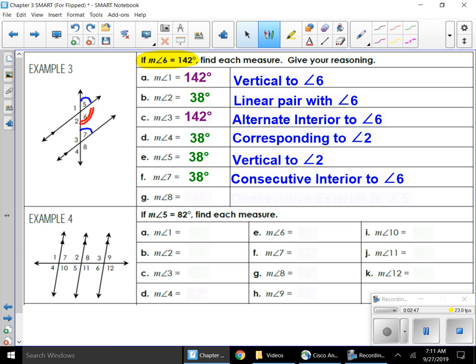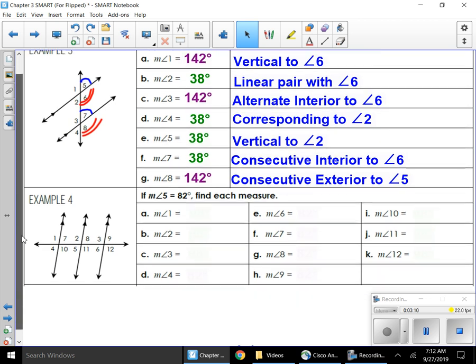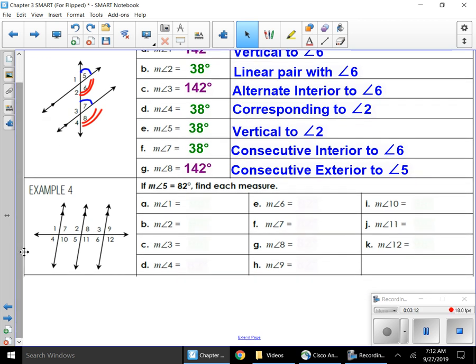Last but not least, we get angle 8, which is 142 degrees, and the reason I chose there is consecutive exterior to angle 5. So keep in mind you have choices when it comes to your reasons. So make sure you're utilizing all the vocabulary, getting some experience working with these numbers. Example 4 has an extra line in it, but it's not too much more difficult. In fact, you're still just going to see the same 2 numbers over and over and over again.